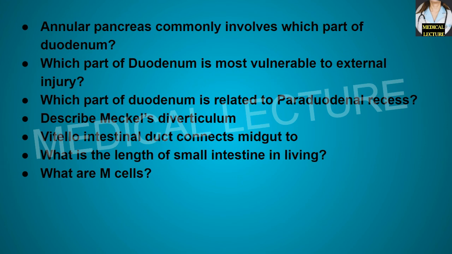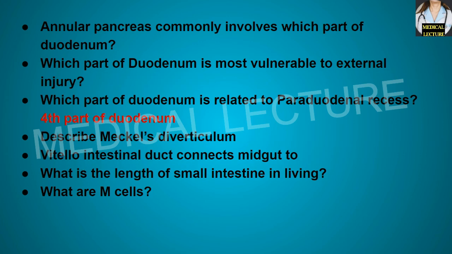Annular pancreas commonly involves which part of duodenum? So it involves the second part of duodenum. Which part of duodenum is most vulnerable to external injury? So it is the third part of duodenum. Which part of duodenum is related to the paraduodenal recess? So it is the fourth part of duodenum.